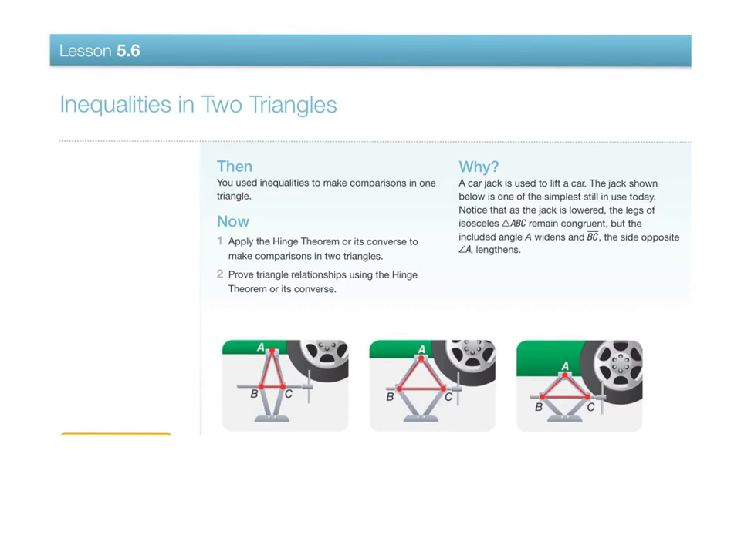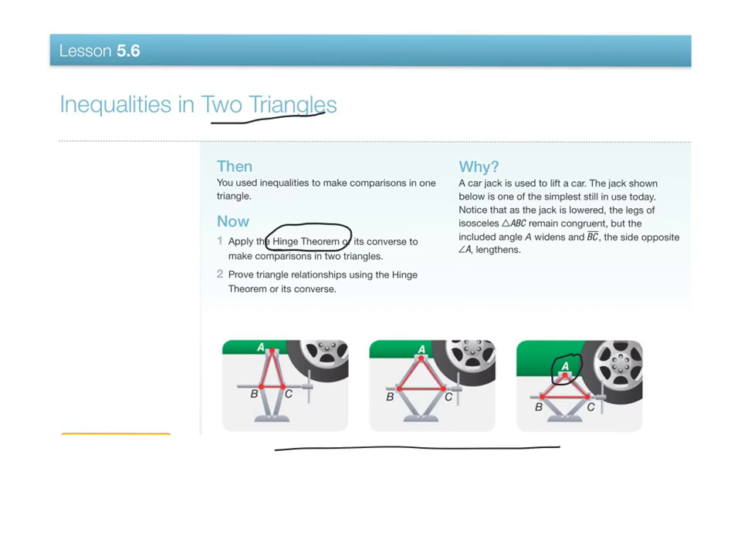Okay, so in 5.4 we did inequalities in one triangle. In 5.6 we've now got two triangles. Even though it's not there in the vocabulary, the hinge theorem is not used very often anymore, but occasionally it is. And a car jack, as you can see in the diagram here, is a perfect example.